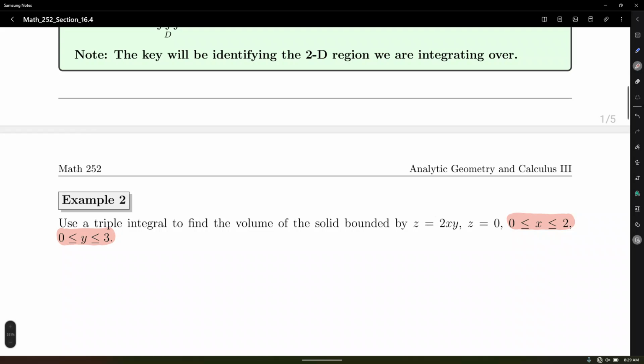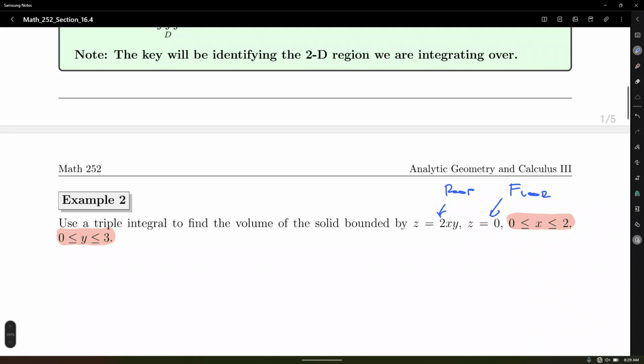I mean, how can I tell that this is the roof and this is the floor? How can I tell without graphing the solid? Well, z equals 0. That's definitely the xy plane. I mean, think about the z values for the function 2xy.